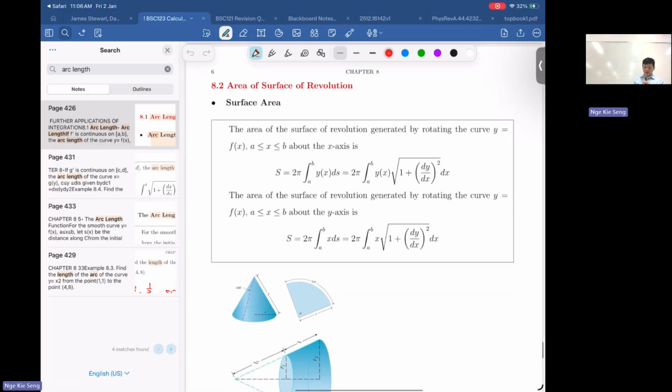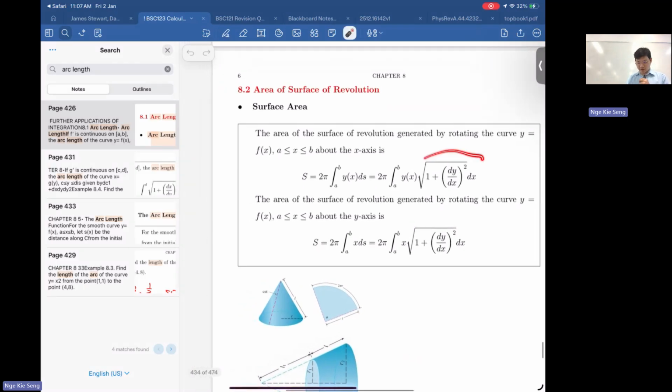The other one is surface area. Okay. So the surface area is 2 pi times the integral of your y(x). So what's y(x) here? What's your y(x) exactly? So this y(x) here should be your radius. Right? Okay, should be your radius, and then you integrate along your dx. Okay, integrate along your curve. And so that's why there's a curve component coming in here.